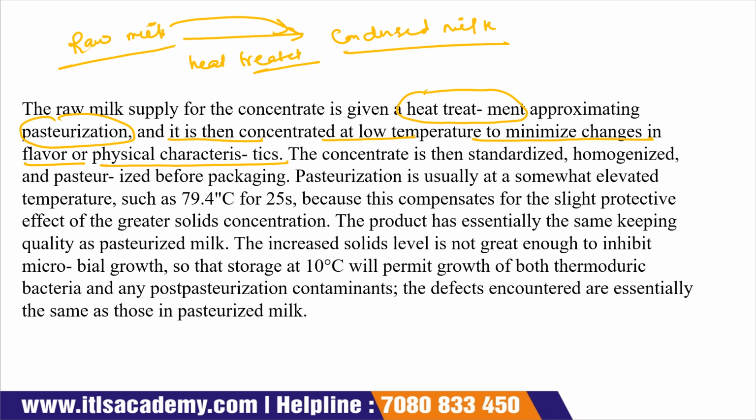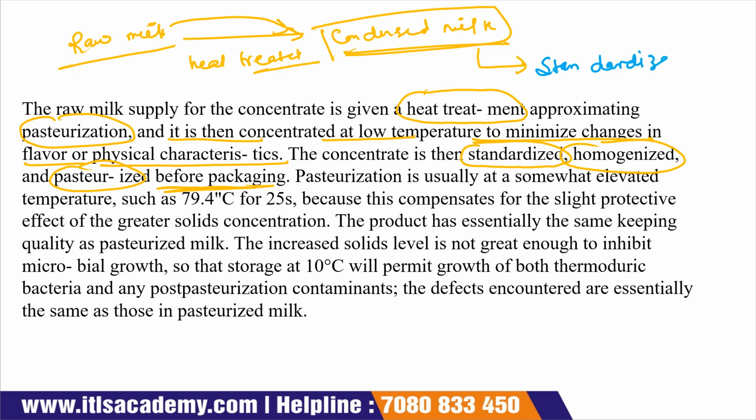Now the concentrated milk is then standardized, homogenized, then again pasteurized before the packaging. Now we have what? We have a condensed milk. This raw milk is converted into a condensed milk. Now after that, this milk is standardized. Then homogenized. Then again it will be pasteurized.